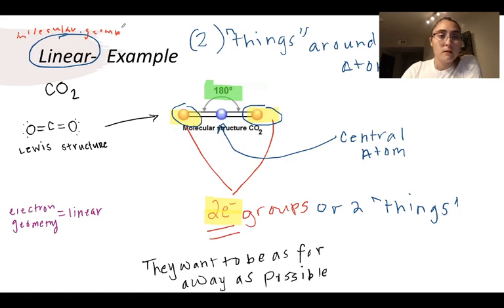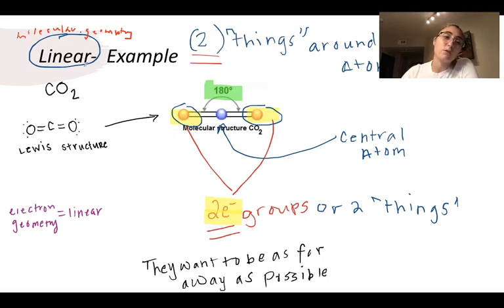So right now we're looking at the molecular geometry. So if something is linear, that means that the way that the atoms are arranged in nature in its three-dimensional shape means that it's in a line. Now, if something's linear, it also means that there are two things around the central atom.